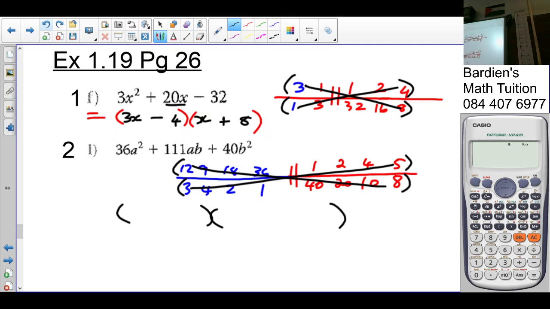So what do we get? 12 and 5 in one bracket, 3 and 8 in the other bracket. What about the variables? We've got a squared, so it's going to be a and a. There's b squared, so b and b. What about the signs? Same sign, so both are going to be the same.